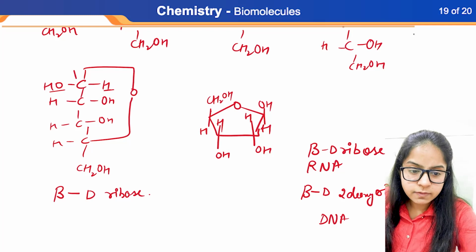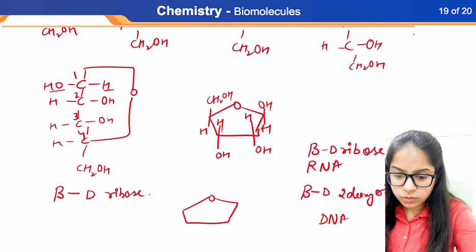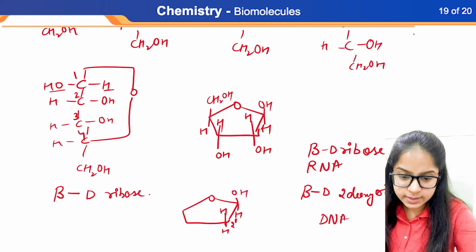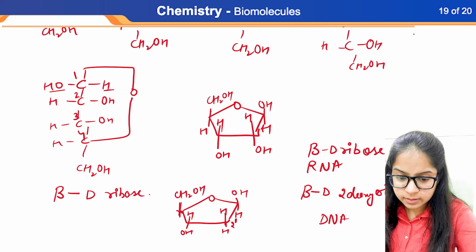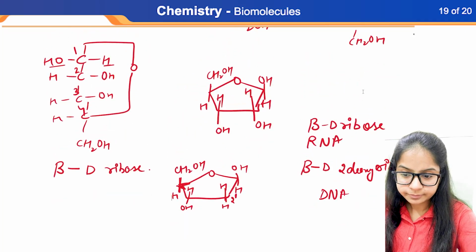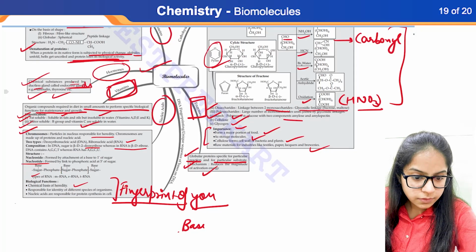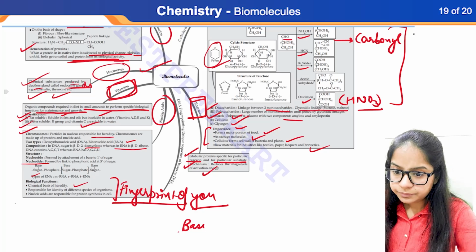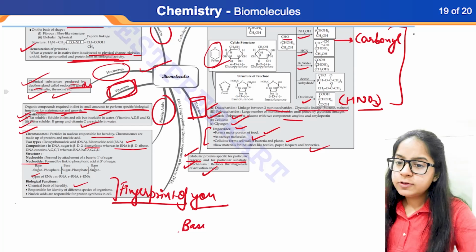To second position, this one is 1 carbon, 2, 3, 4. Second position, there is no oxy group. Here H, H. So this is 2-deoxyribose. H, OH, CH2, OH, and H. This is the important structure that you need to remember. Beta D 2-deoxyribose. So you can see beta D 2-deoxyribose, and RNA is beta D ribose.